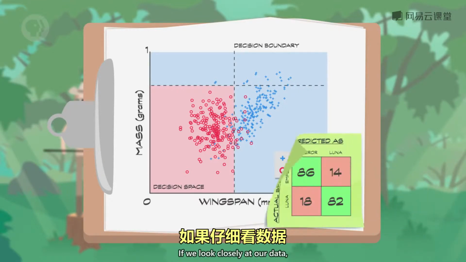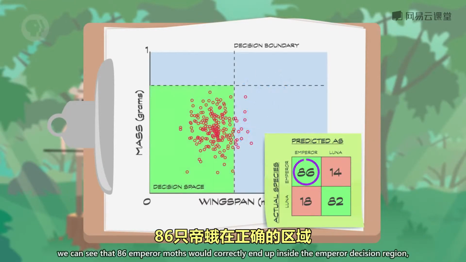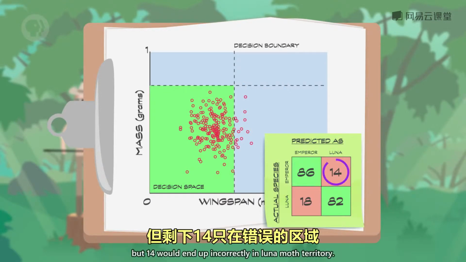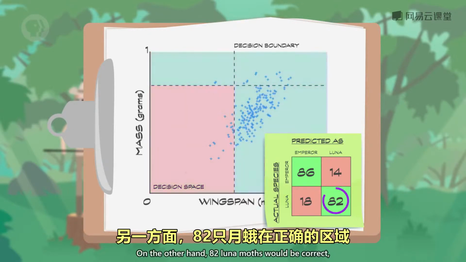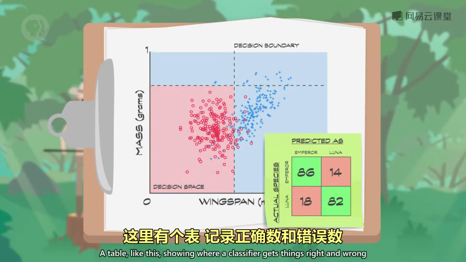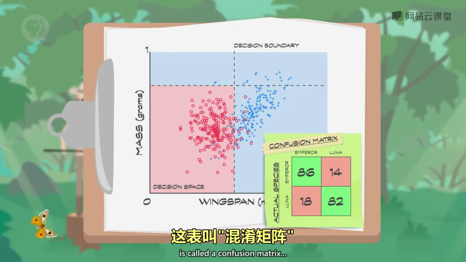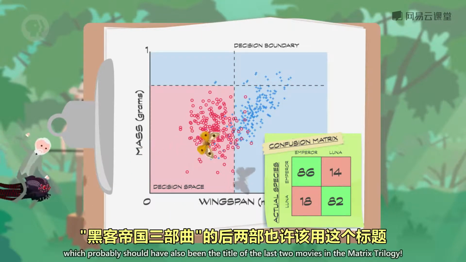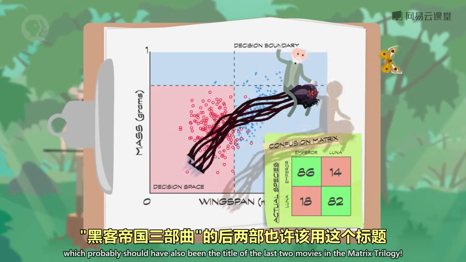If we look closely at our data, we can see that 86 emperor moths would correctly end up inside the emperor decision region, but 14 would end up incorrectly in lunar moth territory. On the other hand, 82 lunar moths would be correct, with 18 falling onto the wrong side. A table like this showing where a classifier gets things right or wrong is called a confusion matrix, which probably should have also been the title of the last two movies in the Matrix trilogy.